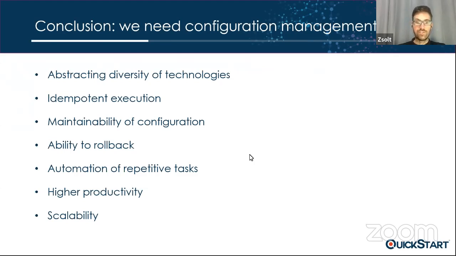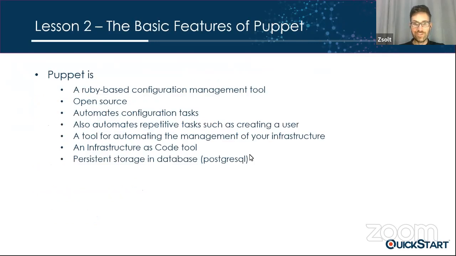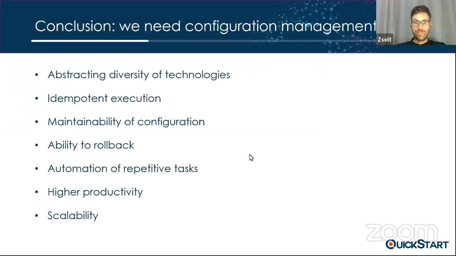So we touched on the diversity of technologies, operating systems, and so on. Idempotency, maintainability of configuration, the ability to roll back, automating repetitive tasks, higher productivity so that you can execute code faster and you can also maintain your configuration faster, and scalability. So I think that we're sold already that configuration management is something important. So this wraps up the first lesson. This is why we need configuration management.